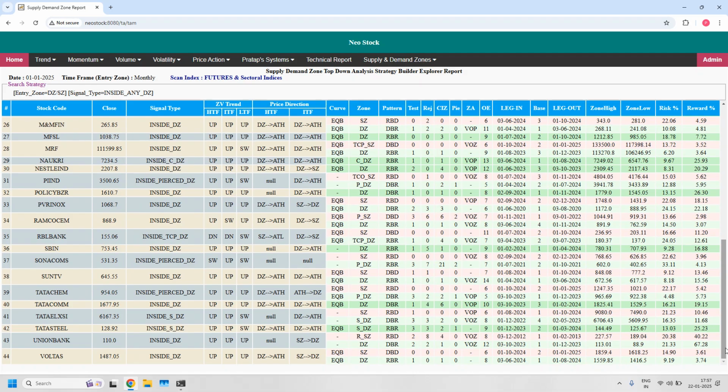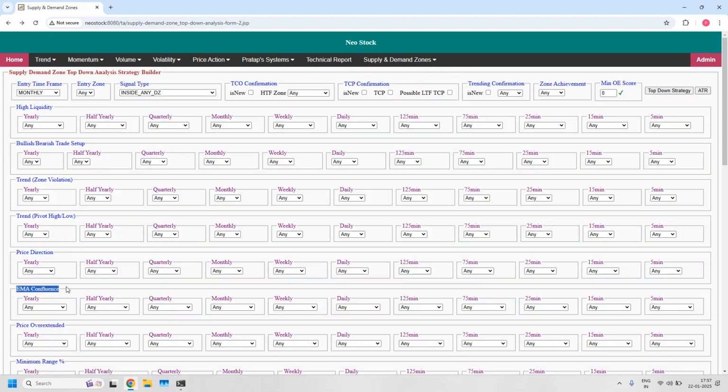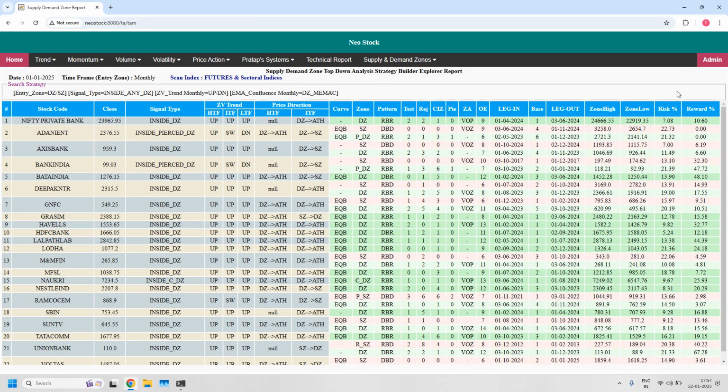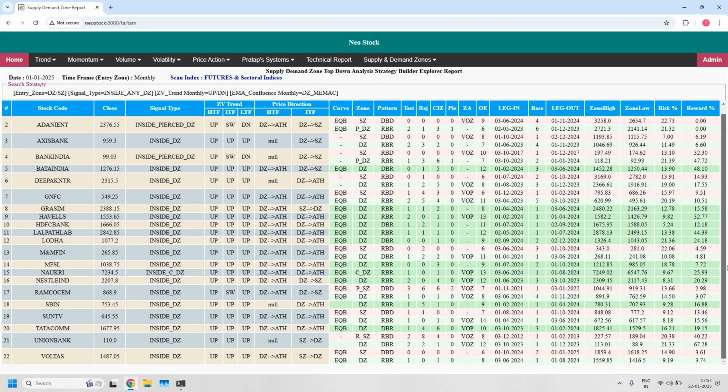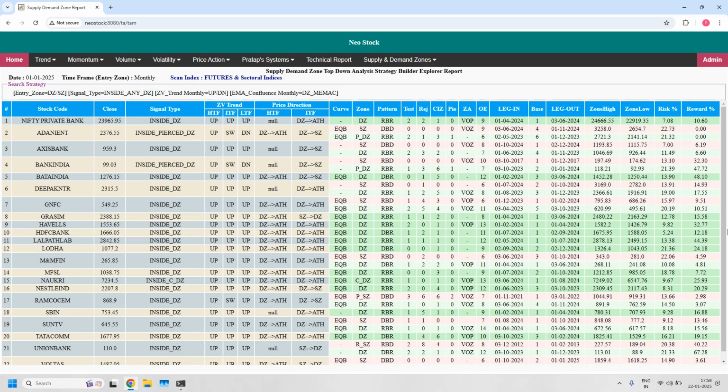So out of these 44 stocks, let us identify high probability supported monthly demand zones based on monthly EMA Confluence. In the EMA Confluence, monthly time frame, monthly demand zone having monthly EMA Confluence, and trend on monthly time frame is either up or down. Let's filter. Now the list is reduced to 22 stocks.